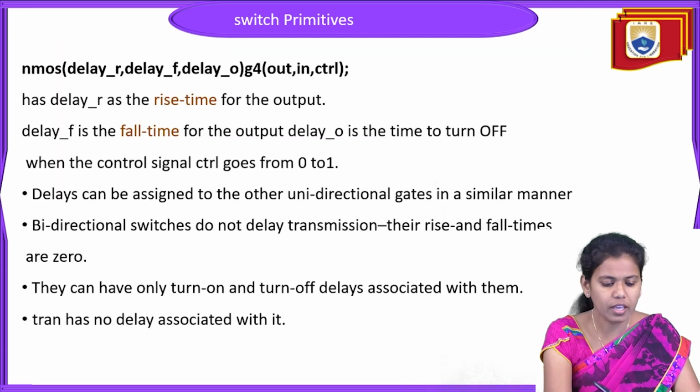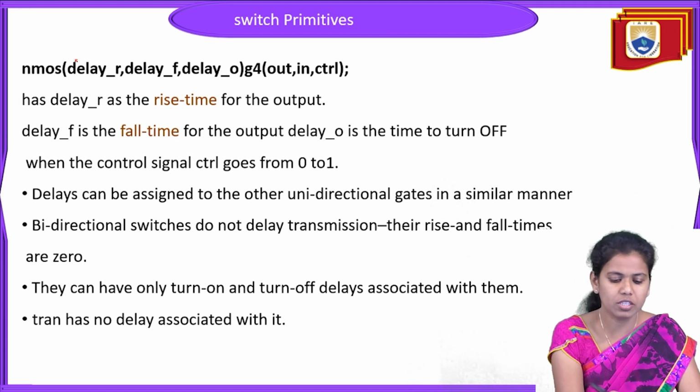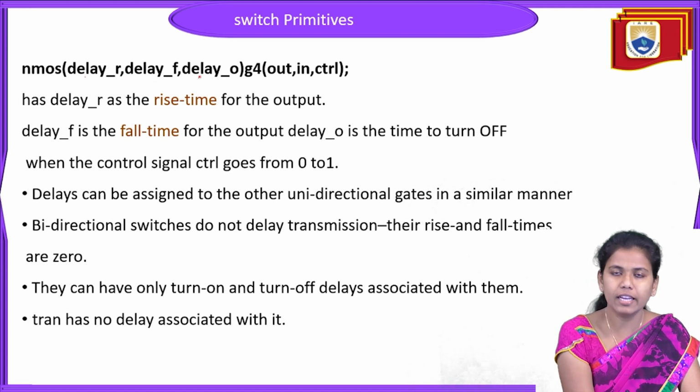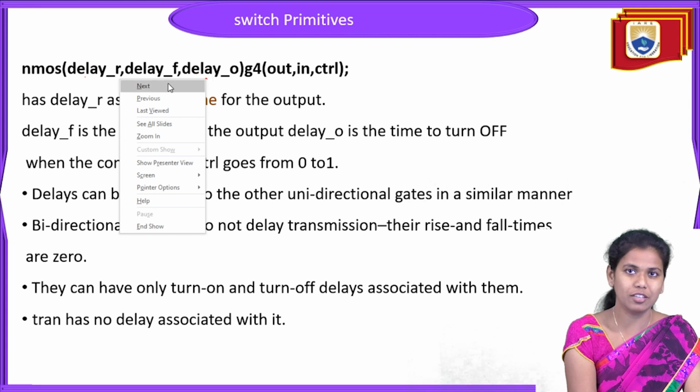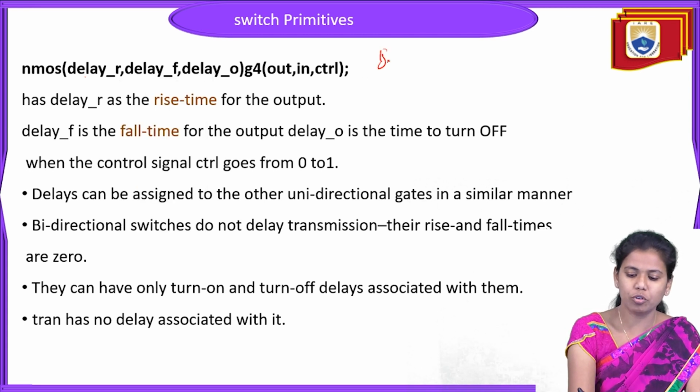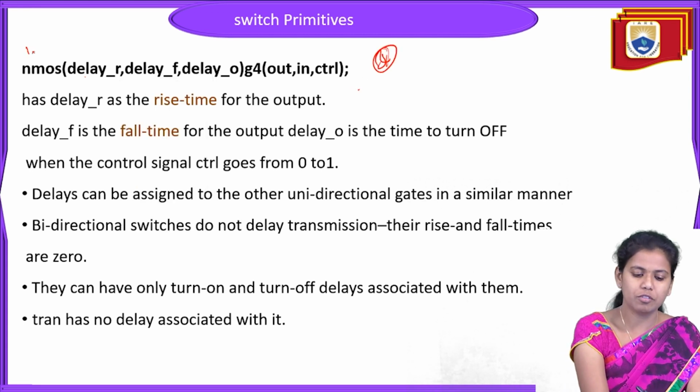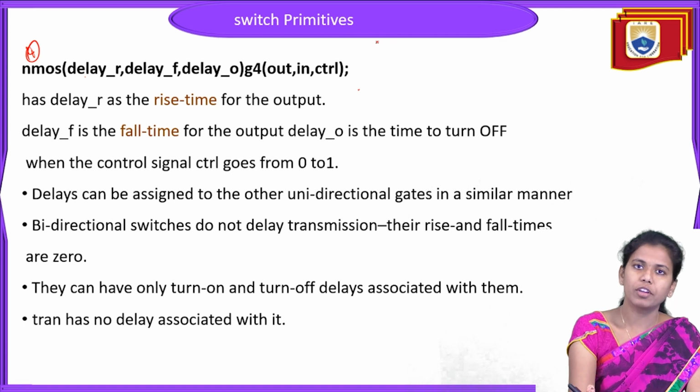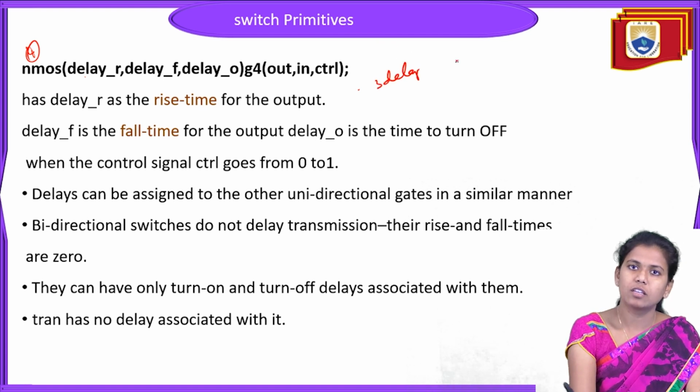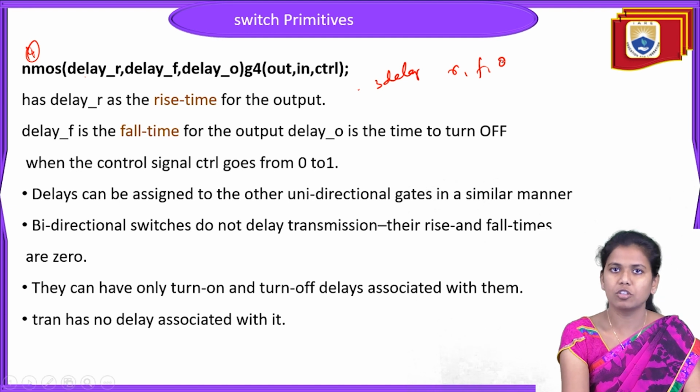And then coming to the NMOS delay. Here in this NMOS delay, we see delay R, delay F, and delay 0. As I said in the example, here we have totally 3 delays. So we are representing with the 3 delays: rise time, fall time, and turn off time.